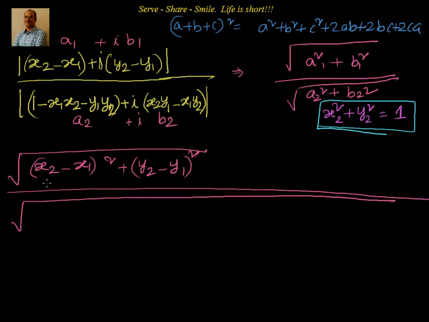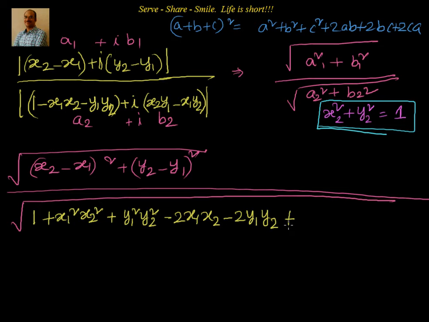What we will be getting is 1 square, which is 1, plus x1 square x2 square plus y1 square y2 square, then a square, b square, c square, then 2ab, that is minus 2 x1 x2, minus 2 y1 y2, and afterwards plus 2 x1 x2 y1 y2. Then this is the square of this. We have just applied the square directly.